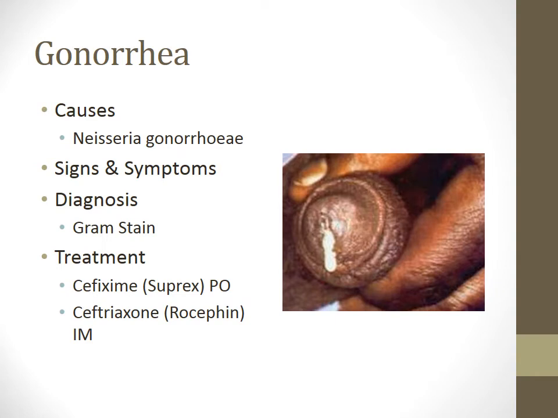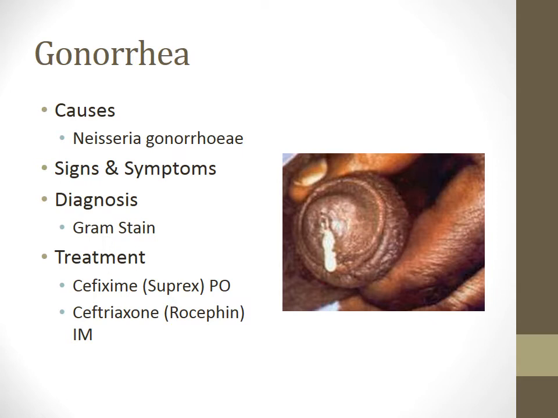Next we've got gonorrhea. Gonorrhea is also known as the clap. That's a slang term for it. It's caused by Neisseria gonorrhoeae, which is an aerobic gram-negative intracellular diplococcus. Signs and symptoms in men: they usually have dysuria, serous, milky, or purulent discharge from the penis. Women are generally asymptomatic, but they can also have dysuria, urinary frequency, vaginal discharge, and dyspareunia.